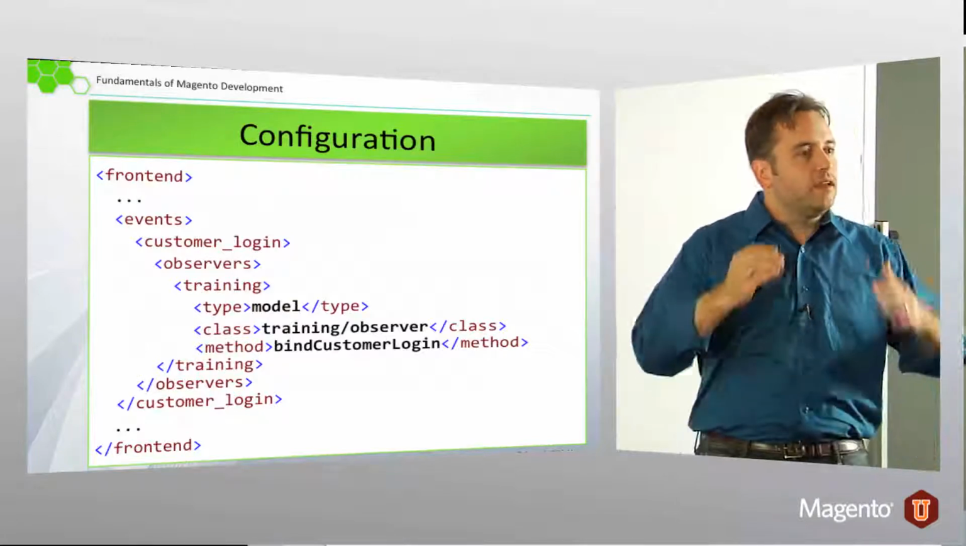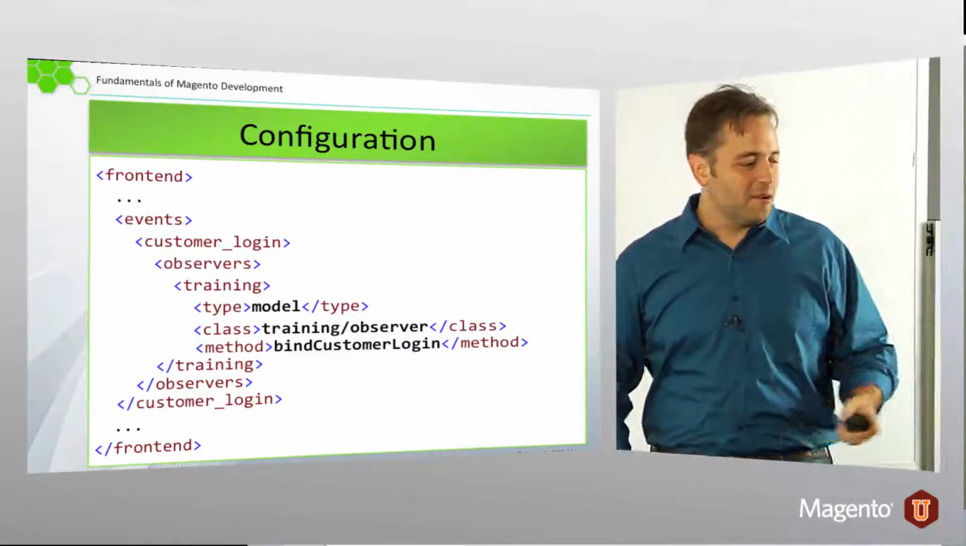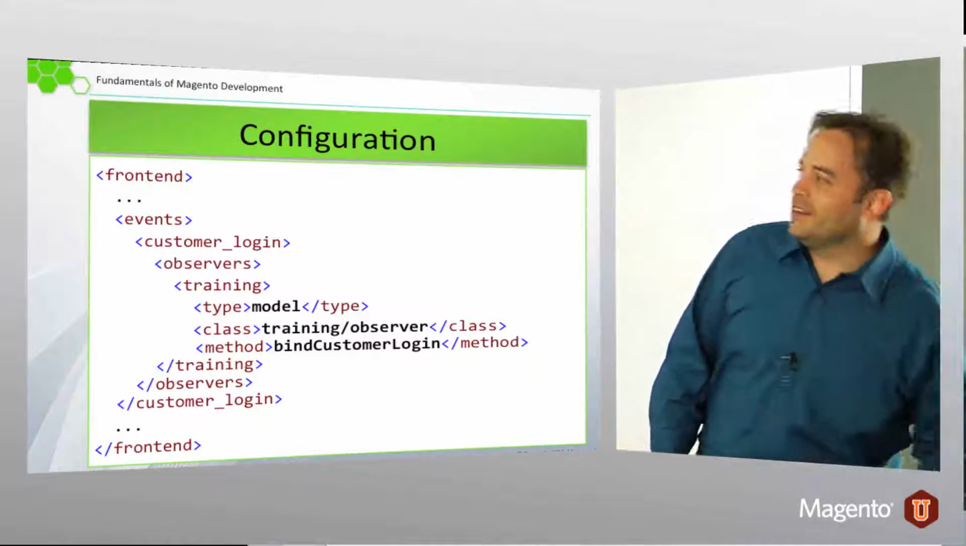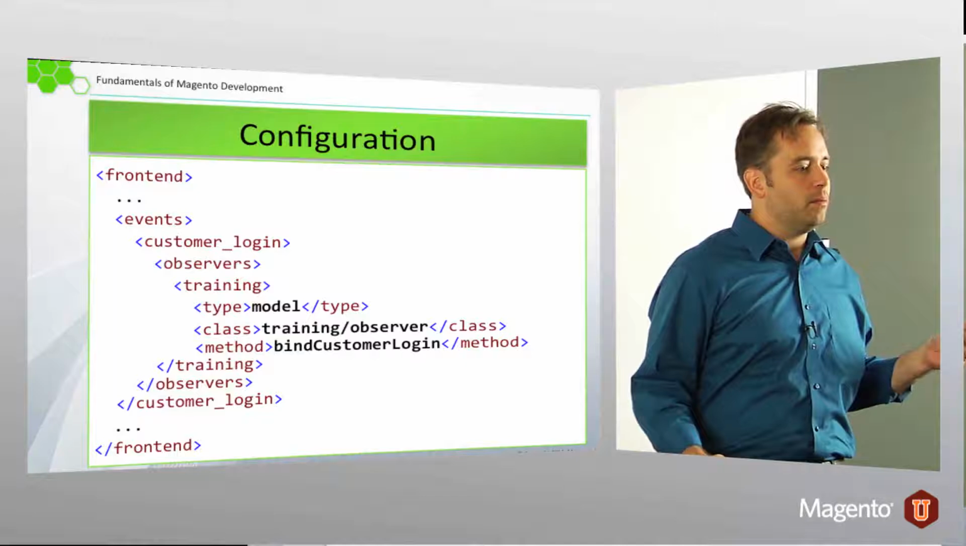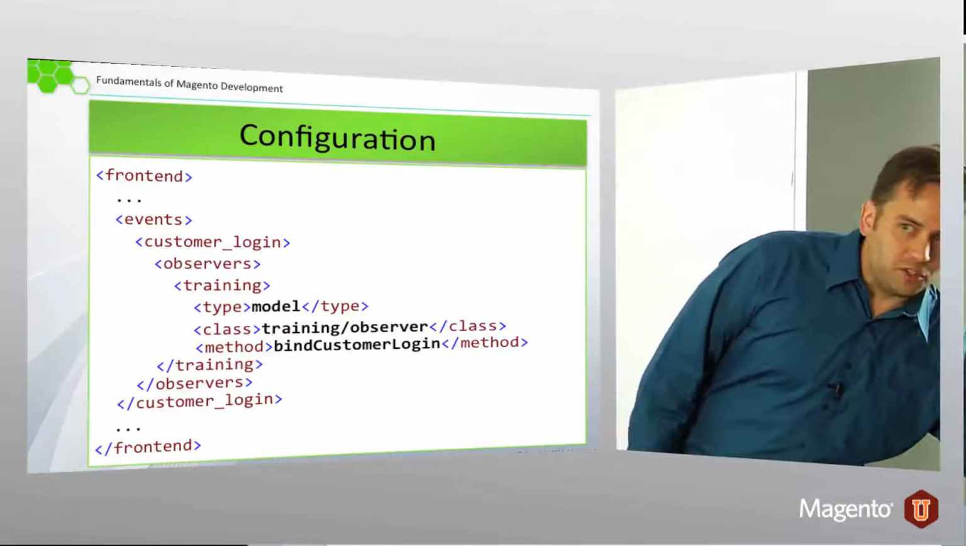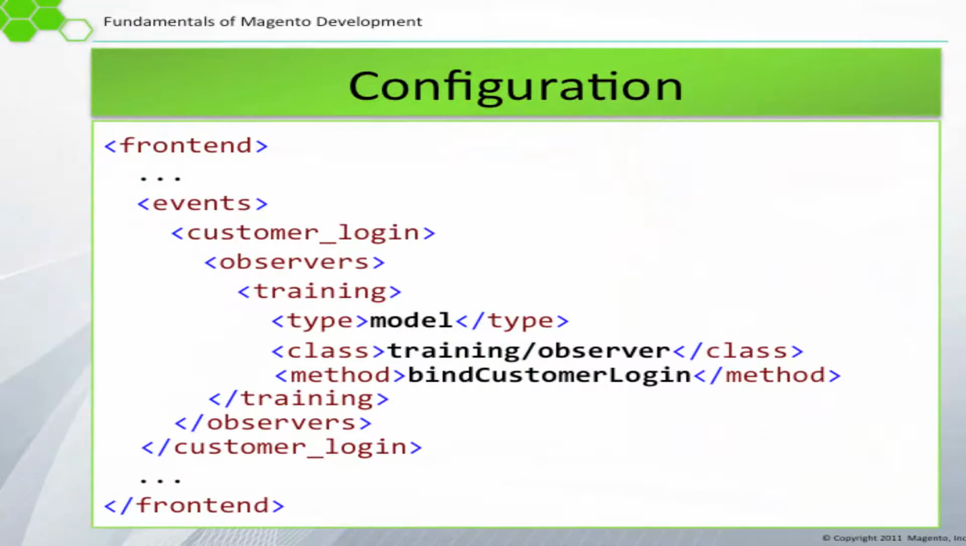Okay, now that I've thrown about 15 different facets of observers at you, let's look at what really matters to you as a programmer and what you'll be doing. Anytime you want to do anything with an observer, you'll specify in your configuration an area, in this case frontend, and then inside it the events node. So this is the structure of observers: frontend, events. So area and then events, and then the event that's being observed.